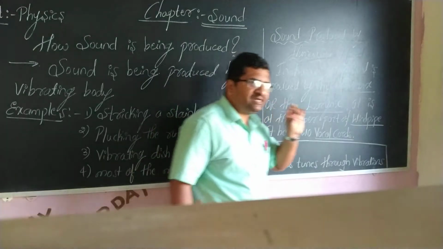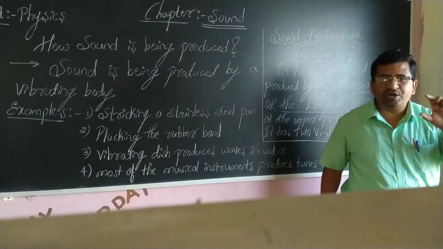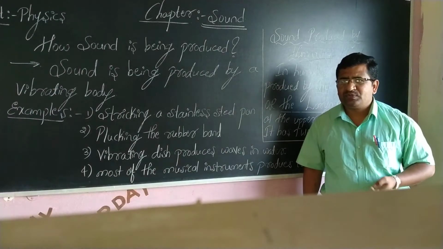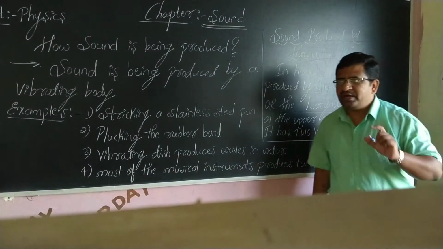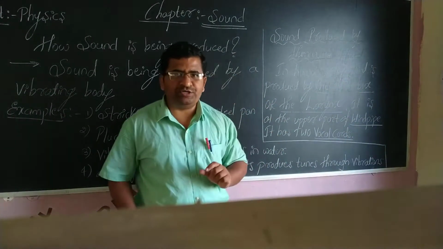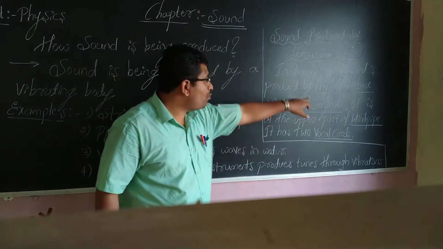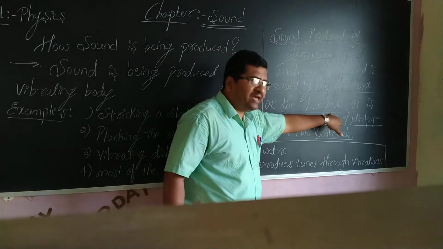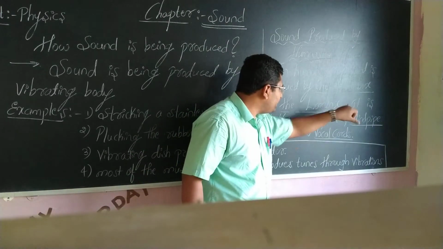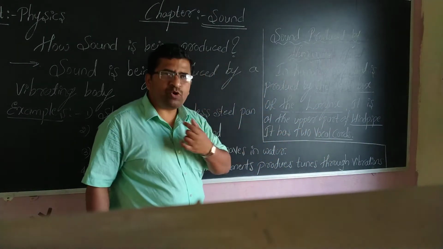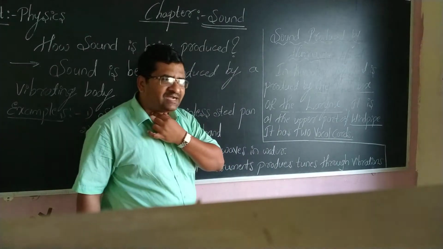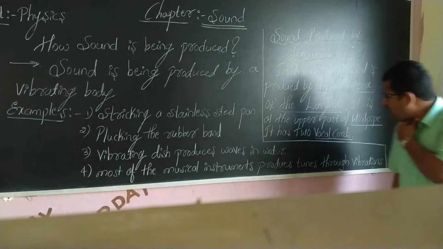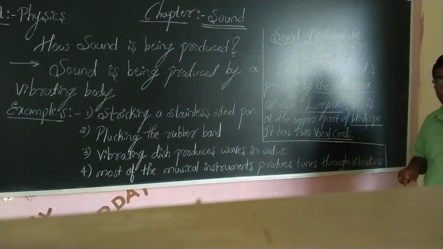The voice box in our body is a muscular organ, and it is in the shape of a square, just like a box, a voice box. Purely scientifically it is called the larynx, L-A-R-Y-N-X. The voice box, the larynx, is located in the upper part of the windpipe, and it has two vocal cords.